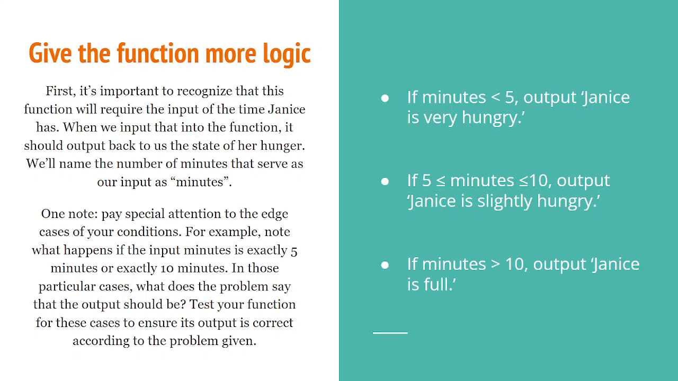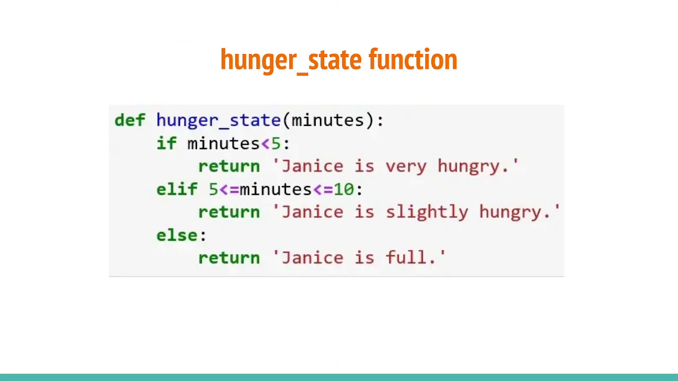Now let's take a look at our function. This function is defined as hunger_state, and as we can see, the input value is set to minutes. This function is an if-else statement. If the input is less than 5 minutes, then the function will return Janice is very hungry. Else if the input value is equal to or greater than 5 minutes, or less than or equal to 10 minutes, the function will return Janice is slightly hungry. Else the function will return Janice is full. The else in this function is for any input that is greater than 10 minutes.